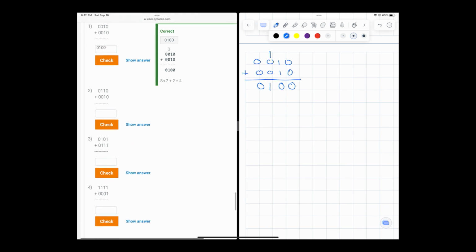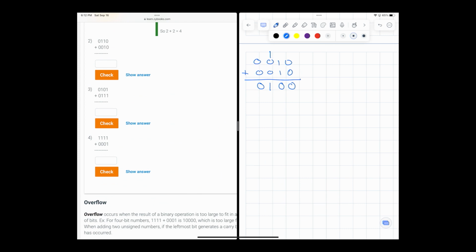So I'm going to skip down and I'll do number 3. So we have 0, 1, 0, 1, 0, 1, 1, 1. Add those together. And we got 1 plus 1 in the first column here is 2. So you go 0, 1. Then you have 1 plus 0 plus 1, which is 2. So 0, 1. Then you have 1 plus 1 plus 1, which is 3. You write it 1 here, 1 here. And then you have 1 plus 0 plus 0, which is 1. So we got 1, 1, 0, 0.